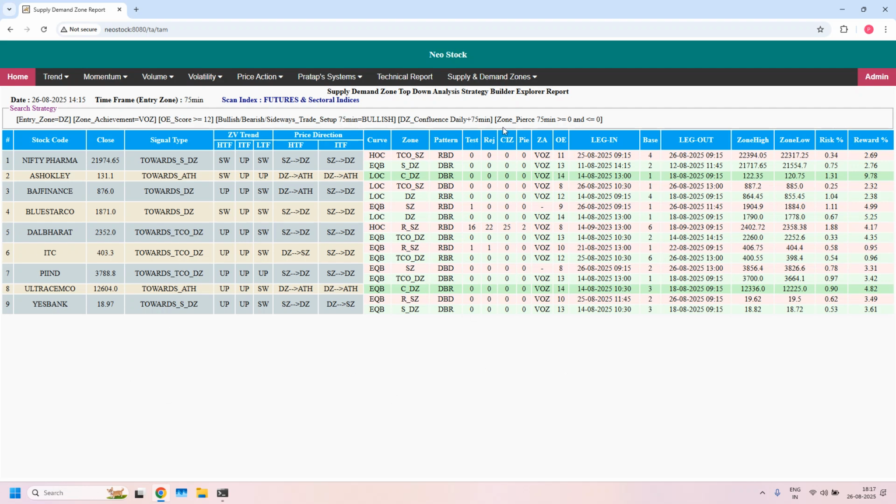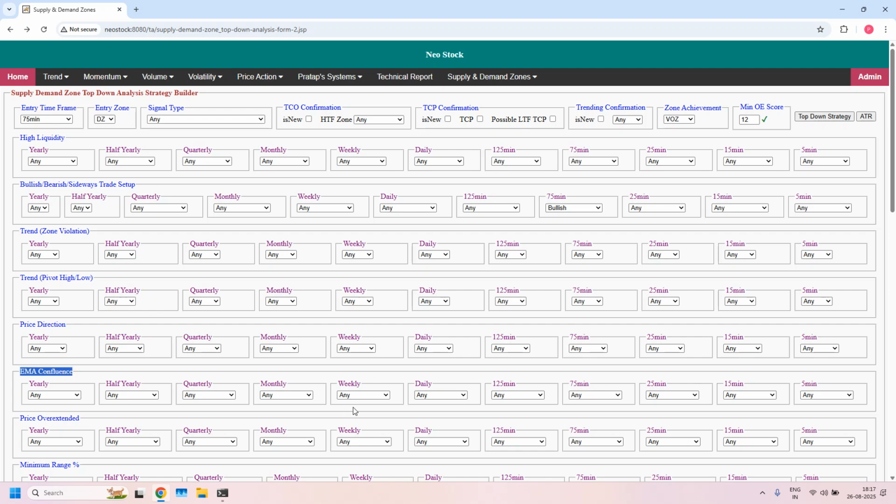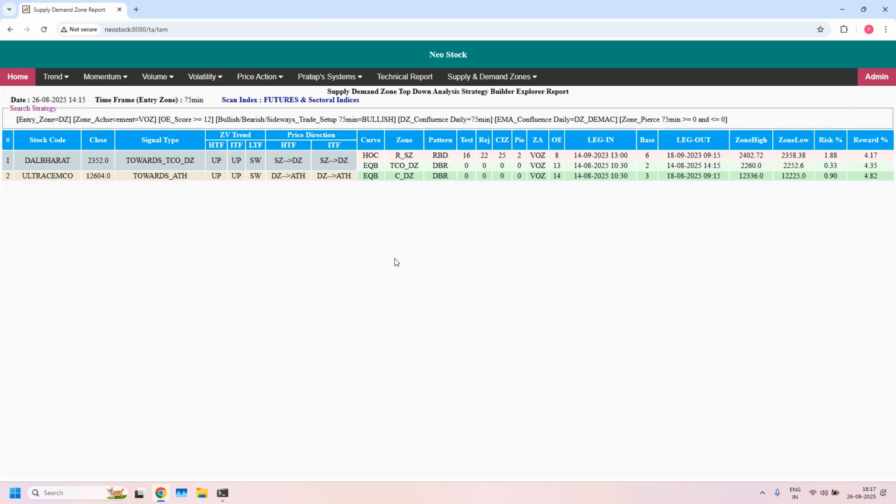In all 9 stocks, the 75 minutes demand zone overlapped with the daily demand zone. And the daily trend, the ITF trend, is uptrend in all the stocks. So let's further filter with EMA confluence on the daily time frame: daily demand zone with daily EMA confluence. We got 2 stocks. So these two 75 minutes demand zones might have a higher probability of success, provided lesson 20 checklist items are satisfied. Otherwise, there are higher chances of zone violation.